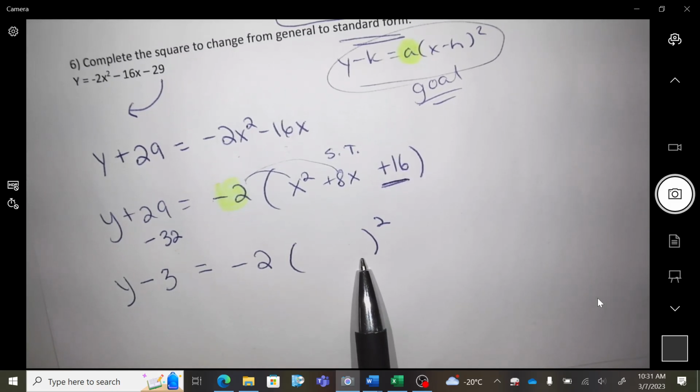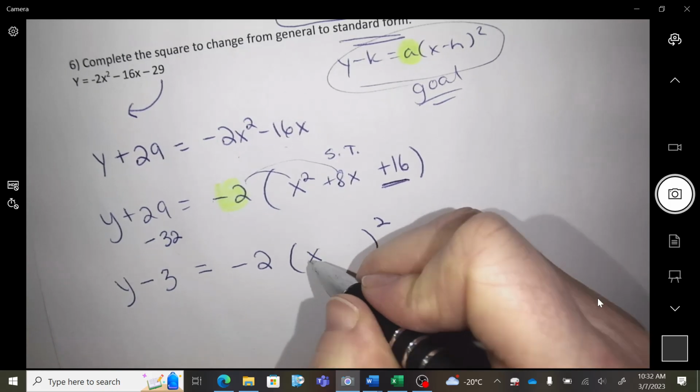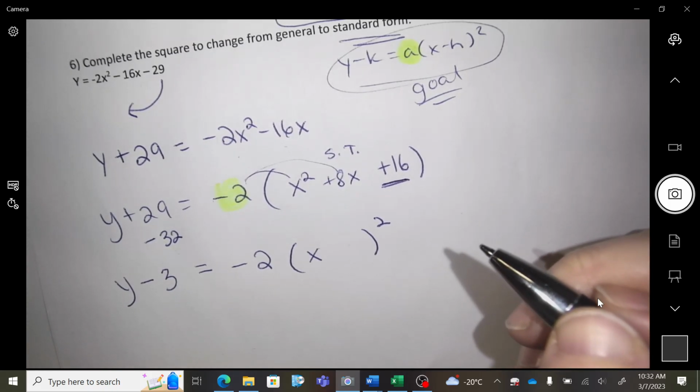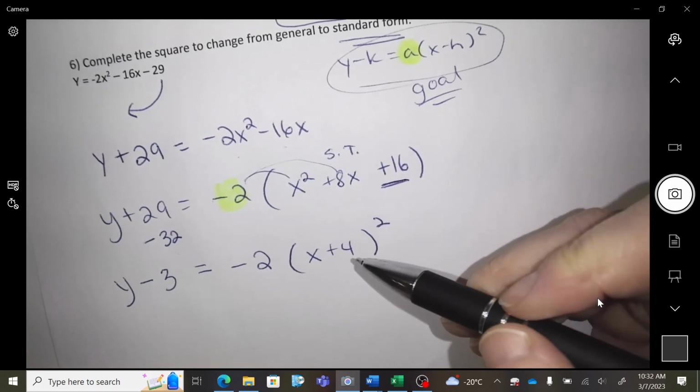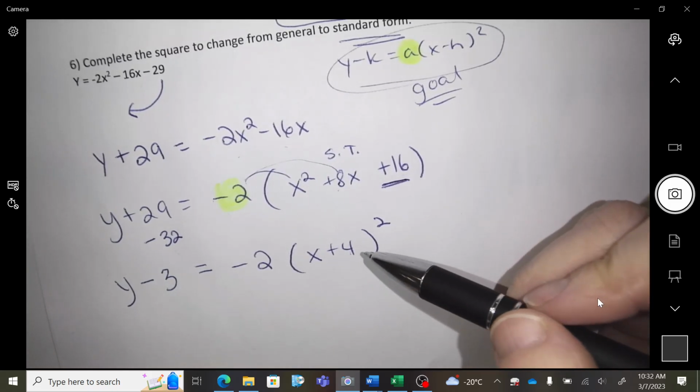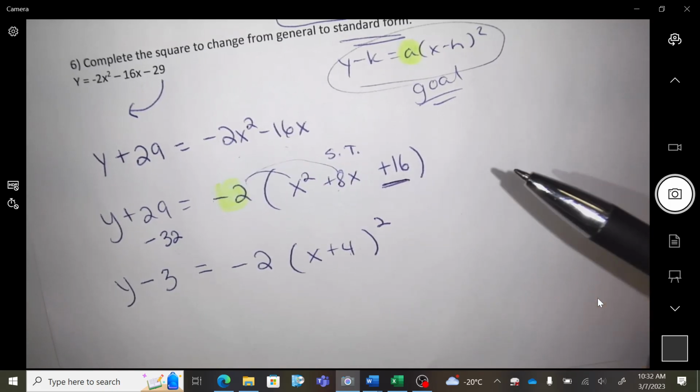Remember that it has to look exactly like this, which is on your formula sheet. So a binomial squared would be x, what is that number going to be? Because it has to add to that, which doubles. Okay.